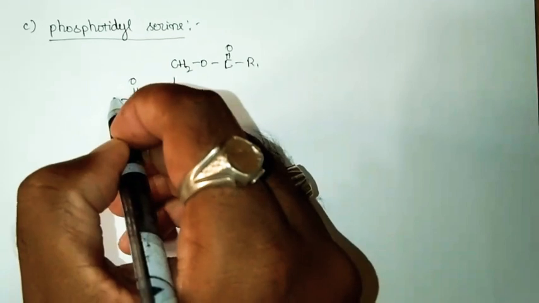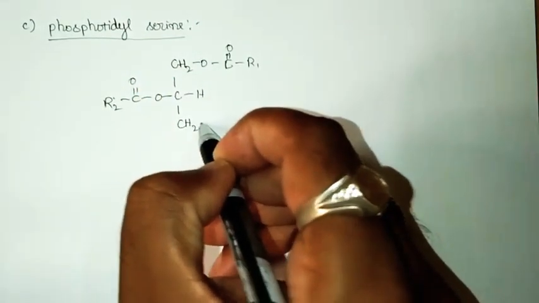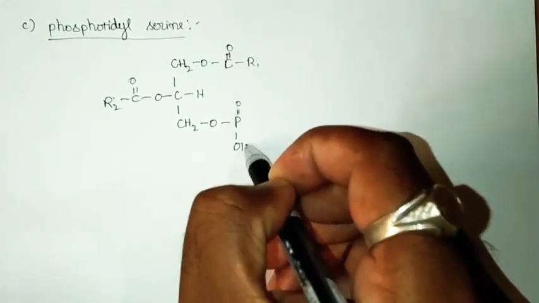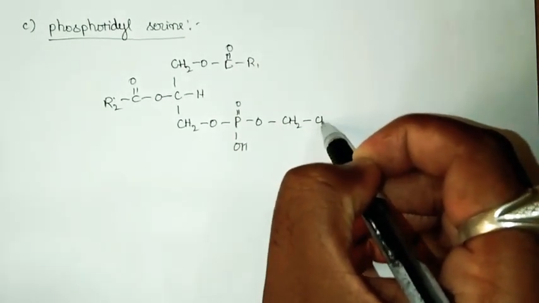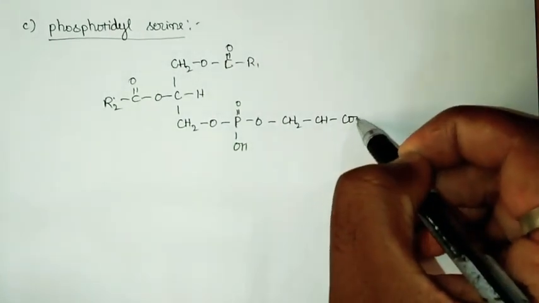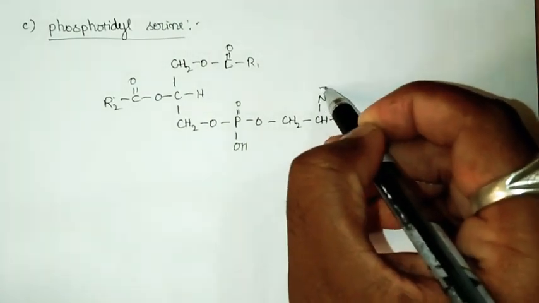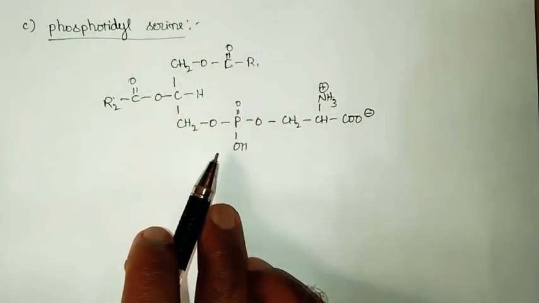This is the simplest structure of phosphatidyl serine: CH2O, P double bond O, OH, O, CH2, CH, and since it is an amino acid, we'll have both a carboxylic group and an amino group. And it is the complete structure of phosphatidyl serine.